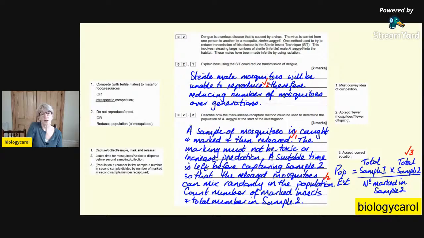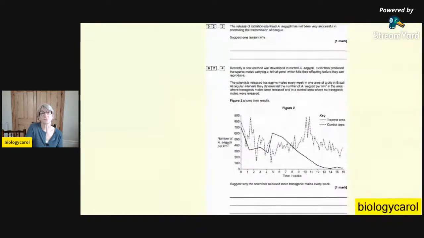But I didn't know, can I just point out, these are sometimes when you're asked to do a full-on description of Mark-Release-Recapture, these things that I have written here, like the marking mustn't be toxic, absolutely can be a mark point in itself. So hopefully that is helpful.